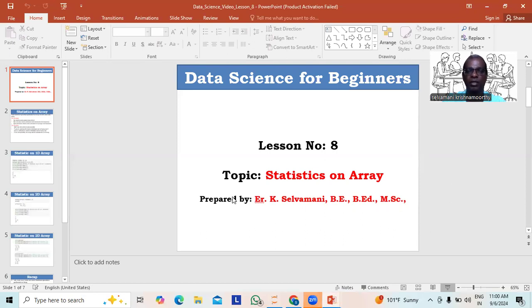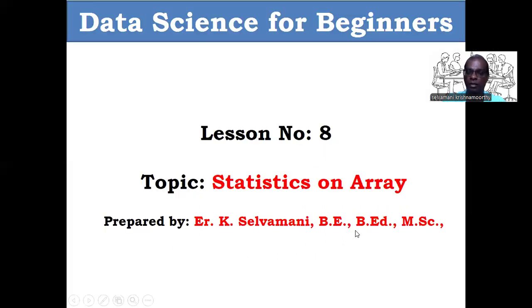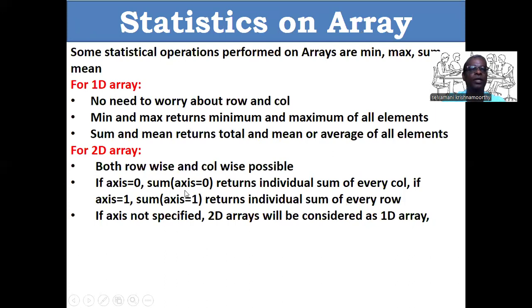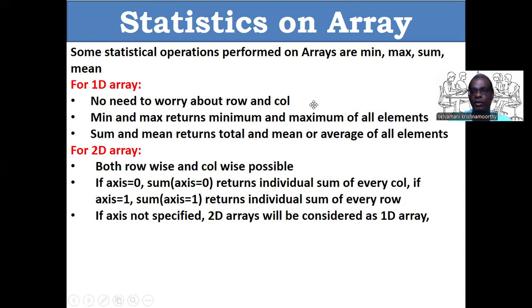Good. Lesson number 9. Topic is statistics on array. Some statistical operations performed on arrays are mean, max, sum, and min. There are so many statistical operations, you know very well: standard deviation, variance, median, and more like this, but we are going to study only how to perform min, max, sum, and mean on array. For one dimension array, no need to worry about rows and columns. All are elements, that's all.